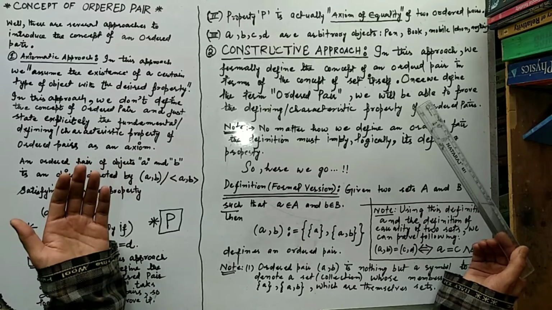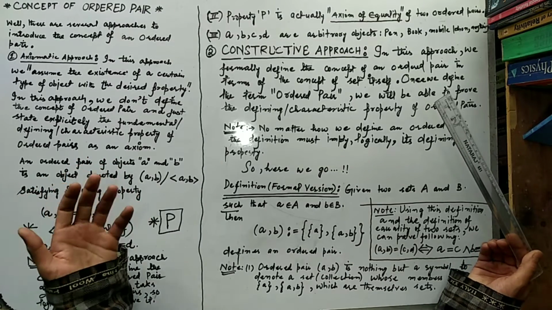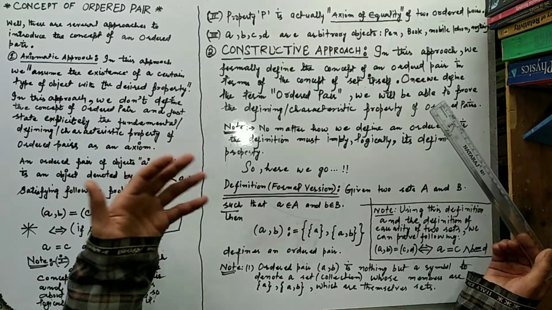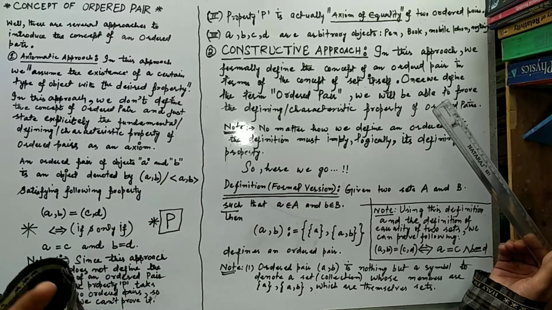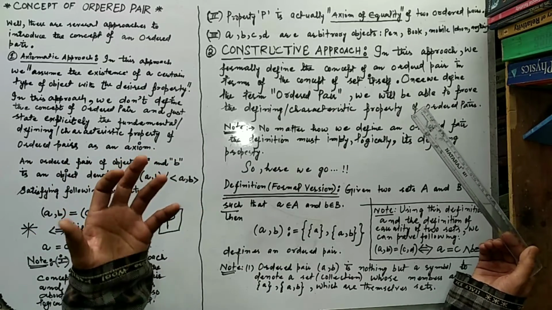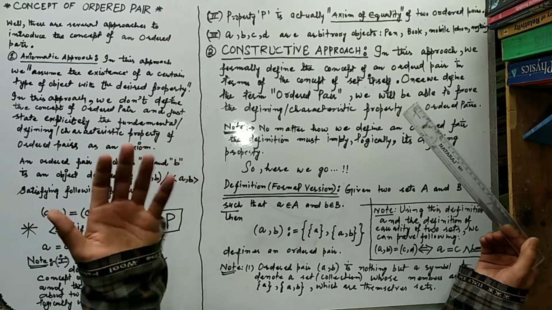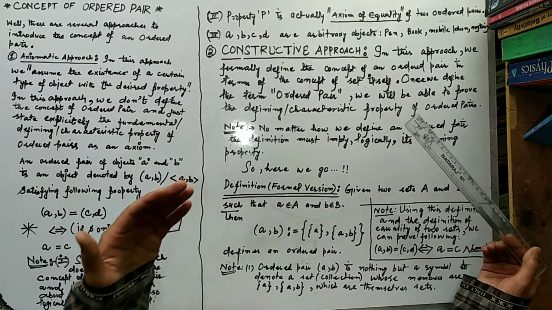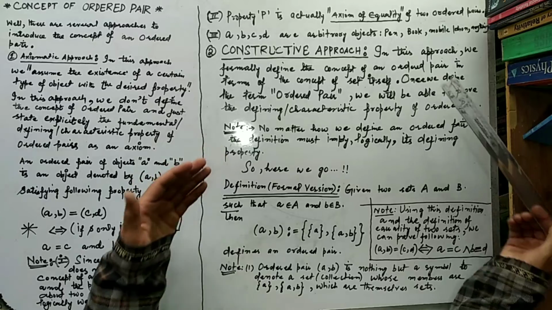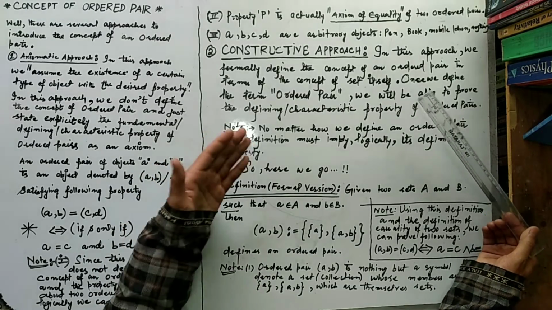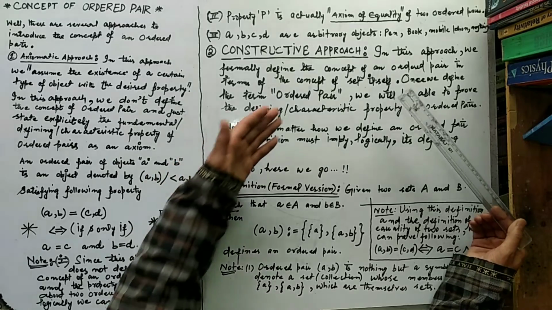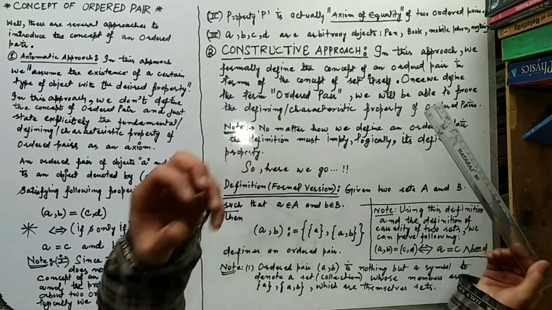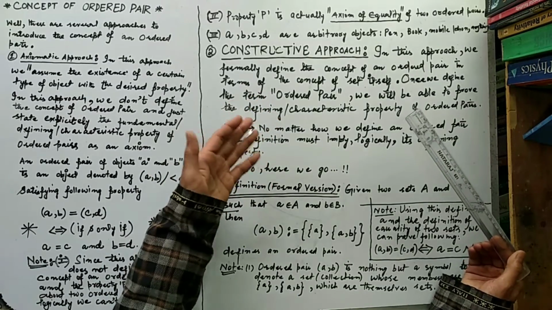But until now we have only encountered, and understood in some detail, the concept of set. So is it possible to define the concept of an ordered pair in terms of set? Is it possible to boil down the concept of an ordered pair to a more basic object, which we call a set? Yes, it is possible. That is what the constructive approach to an ordered pair talks about. So in this approach, we formally define the concept of an ordered pair in terms of the concept of set itself.